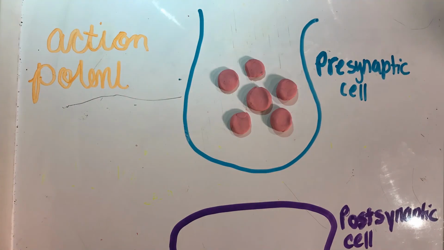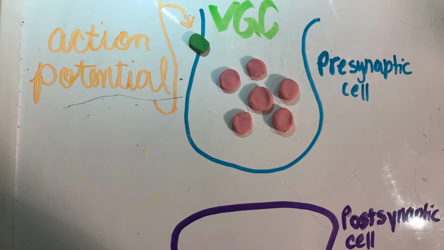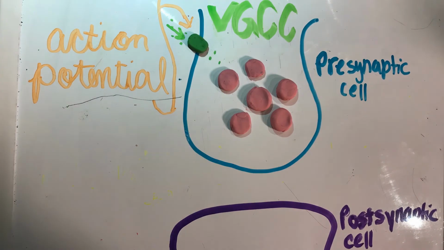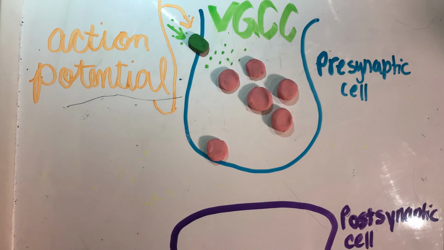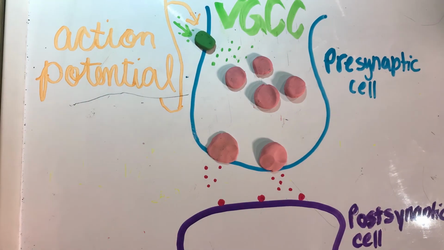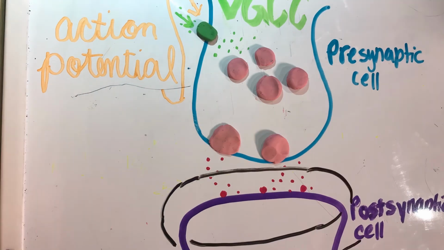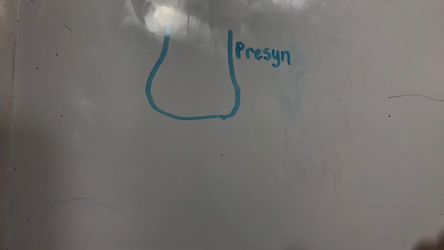When an action potential travels down the axon to the synapse, it causes the opening of voltage-gated calcium channels, which allow an influx of calcium into the presynaptic cell. Calcium causes the vesicles to fuse with the plasma membrane, resulting in exocytosis of the neurotransmitters. Let's take a closer look at what's happening at the postsynaptic cell.